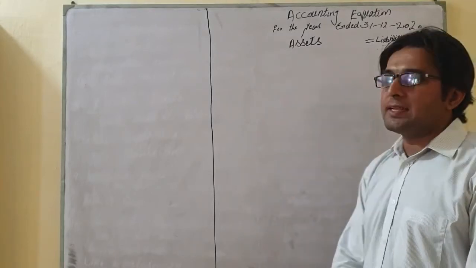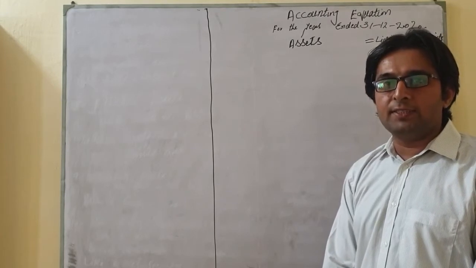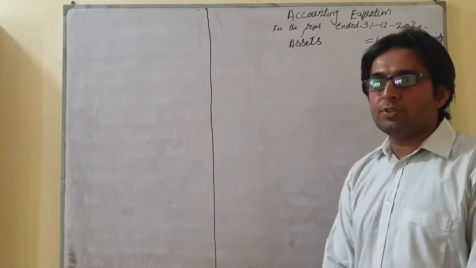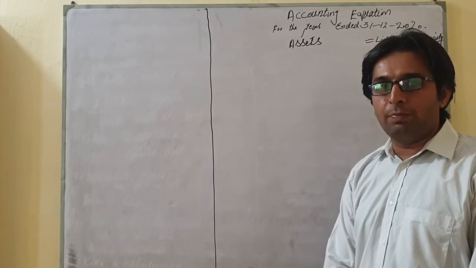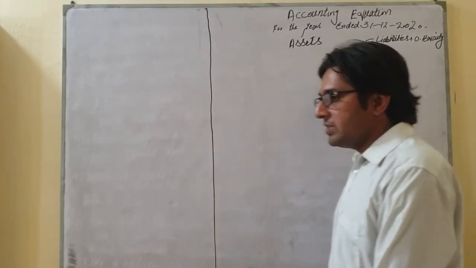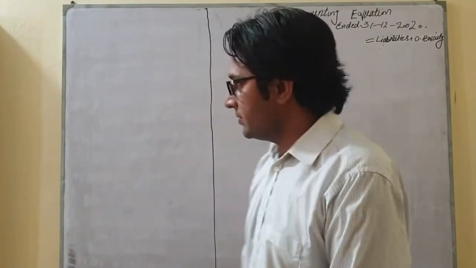Today our topic is accounting equation. Accounting equation means the statement of assets, liabilities plus owner equity. Assets mean the resources of business through which business is operated. While liability means obligations of business, promise of business which it has to pay outsiders.